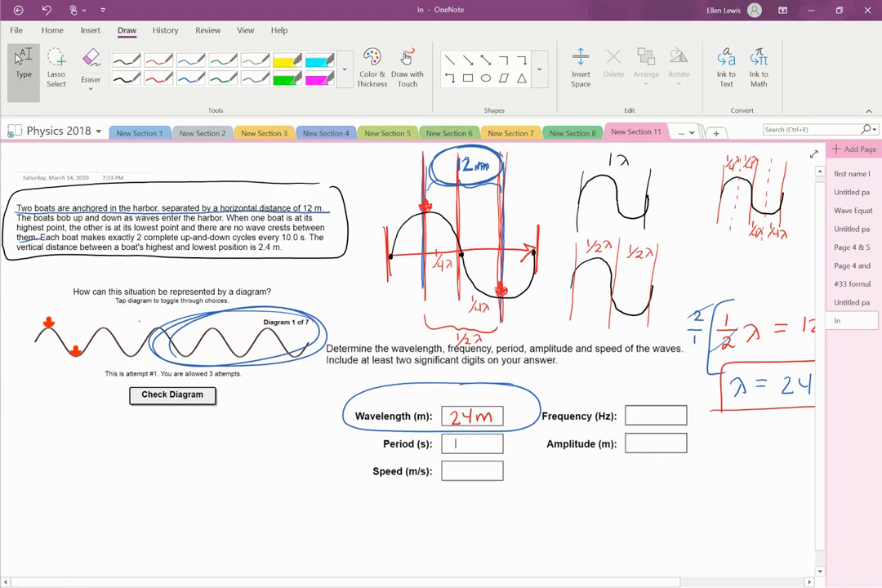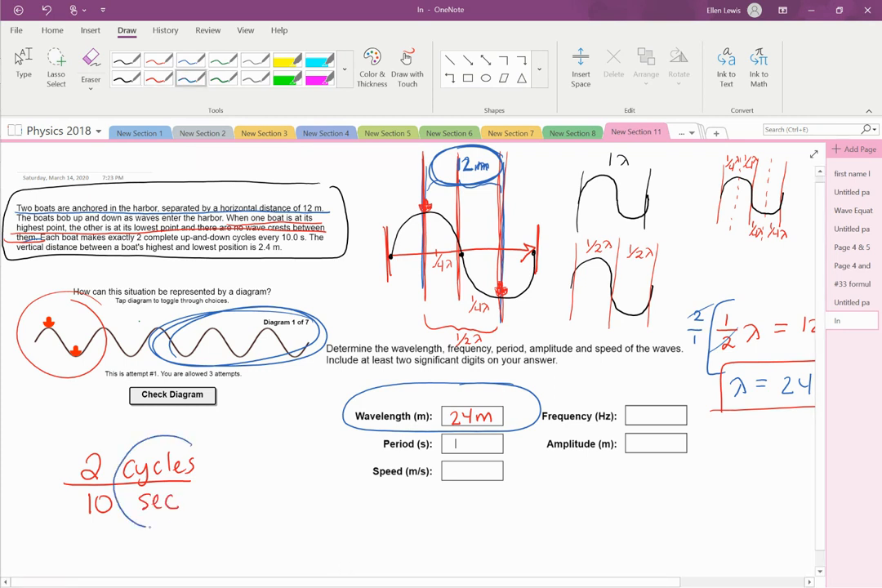Okay, let's continue to fill out information. We've already utilized this middle part here earlier when we decided upon our picture. So we're done with that information. Let's take a look at the next sentence. Each boat makes exactly 2 complete up and down cycles every 10 seconds. So 2 cycles for every 10 seconds.